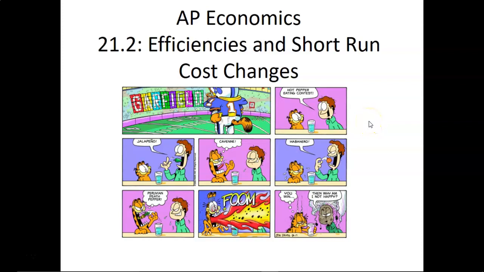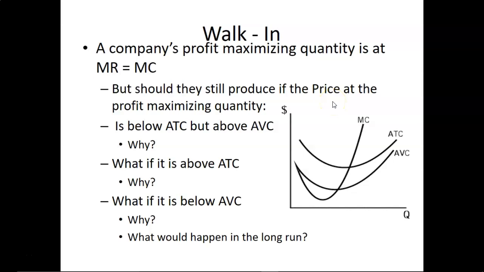Hi, Mr. Farmer here. Today we're talking about efficiencies and short-run cost curves, again focusing on perfect competition throughout all of this. So, review: we talked about producing at a profit, minimizing losses, shutdown, and break even. If you need to, go back and review that.